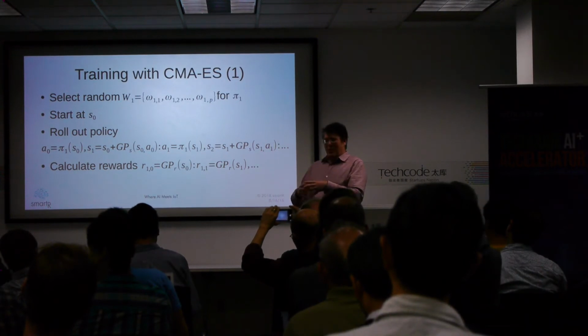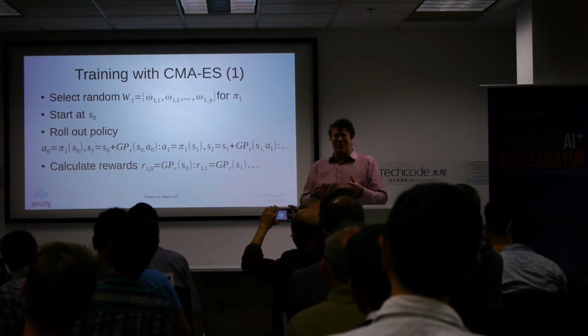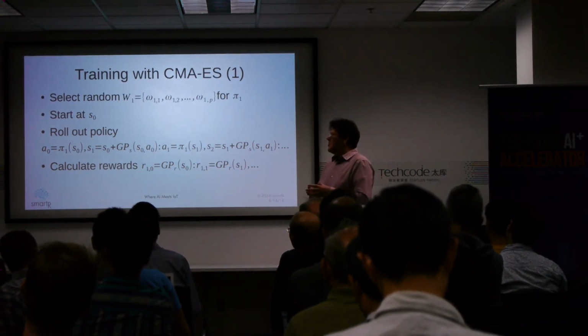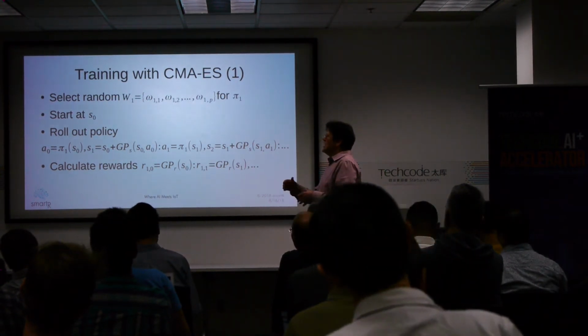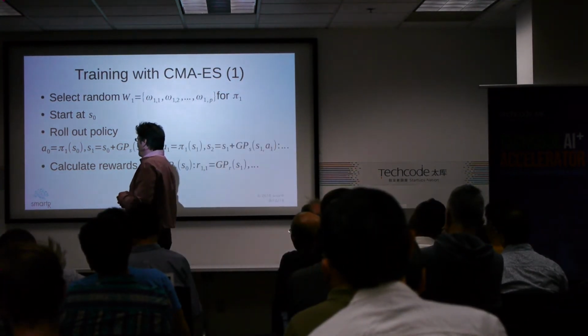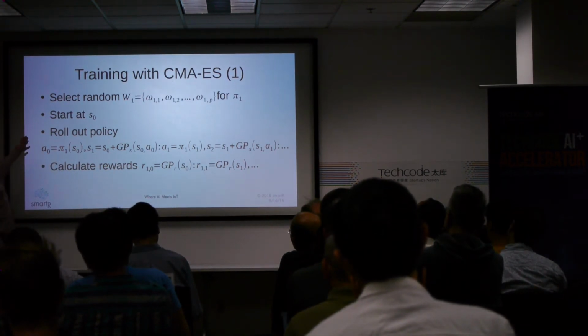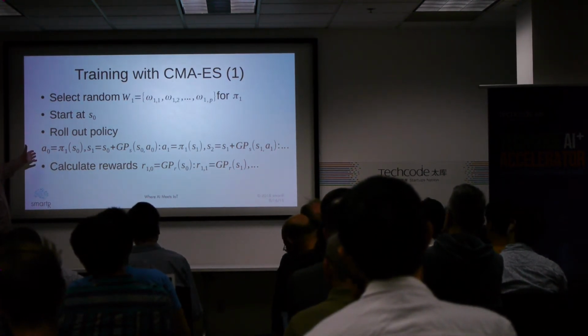And so now you've got a neural network. It's just initialized with random weights, how you usually start off with any kind of neural network. You start off with some random initialization of the weights. They start off at S0 and then they roll out the policy. So they take that neural network, they apply it to S0, and it gives them the action, A0.